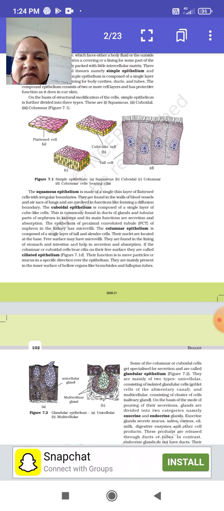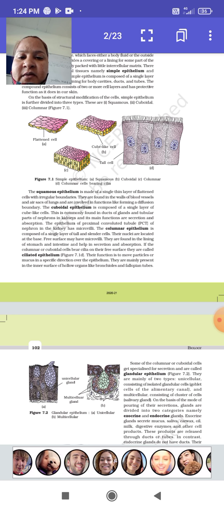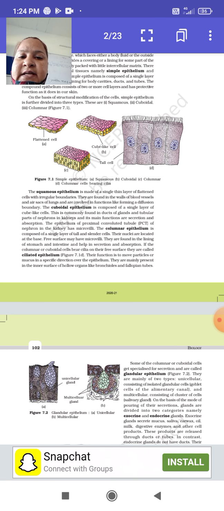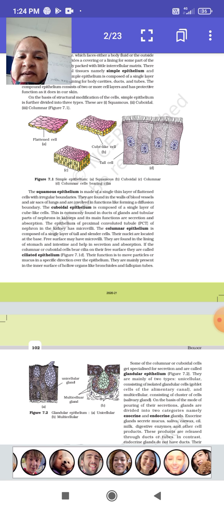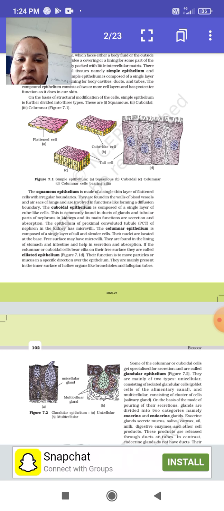What type of cells does columnar epithelium have? It has tall and slender cells. Their nuclei are basically located at the base. Its free surface also has microvilli, and they are found in the lining of stomach and intestine, and it mainly helps in secretion and absorption. If the columnar or cuboidal cells bear cilia on their free surface, then they are known as ciliated epithelium.